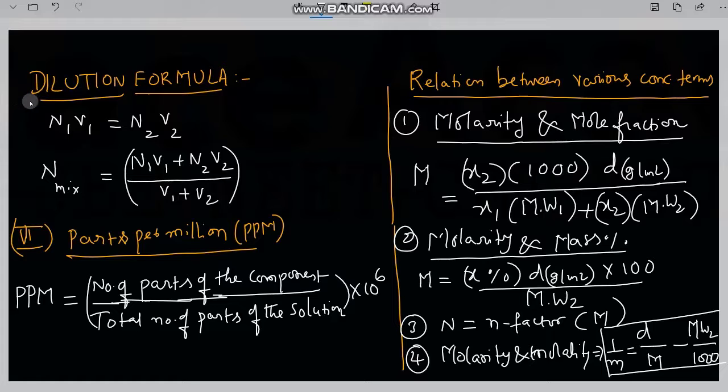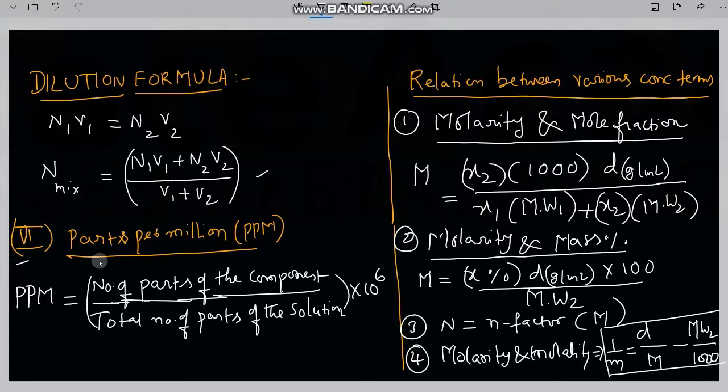The next important topic is the dilution formula. Some of the problems will be given based on dilution. For them, we can use the N1 V1 equals N2 V2 formula, or for mixed solutions we can use this: normality of mixed solution is equal to N1 V1 plus N2 V2 by V1 plus V2. This we can use for the dilution formula.